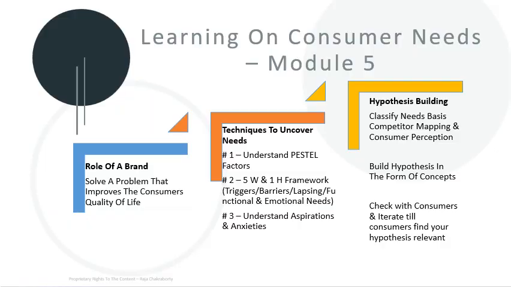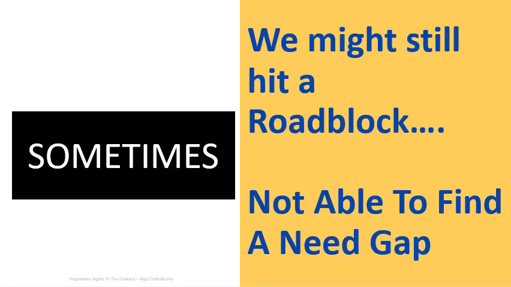However, many times, in many product categories, we will hit a roadblock. Why do we hit a roadblock? Because many times the categories are so mature that all the competitor brands have done everything you could think of in the book. In such cases, it becomes very, very difficult to find a need gap. So what do we do when we hit a roadblock like this is what we are going to learn today.